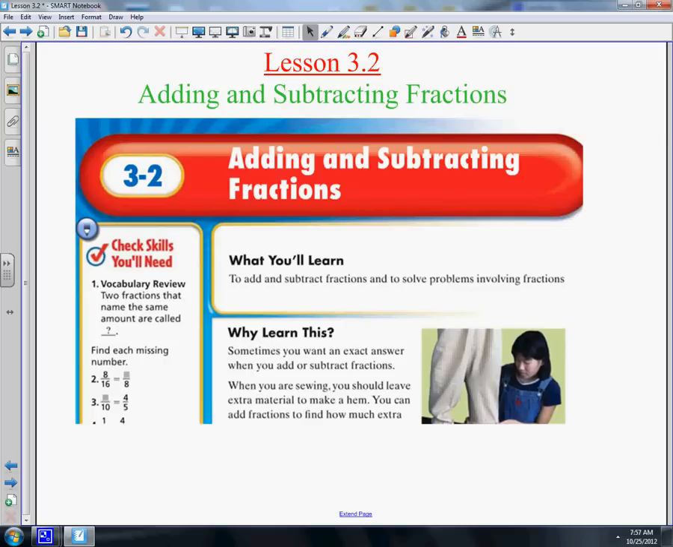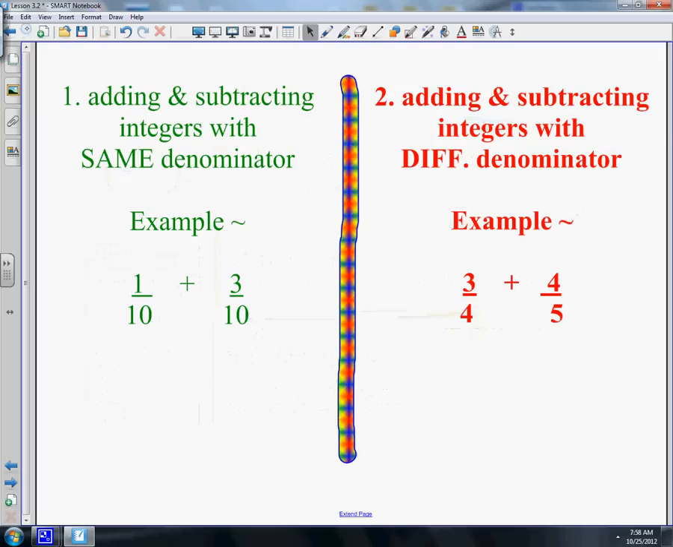So if you are sewing, you should leave extra material to make a hem on a pair of pants. That's what this lady is doing. You can add fractions to find exactly how much. In cooking, you add fractions all the time. There's so many different things. In carpentry, if you're building a house and you have to measure the boards to cut and you're adding fractions, and I need half of this and I need 3/4 of this. So you use it all the time.